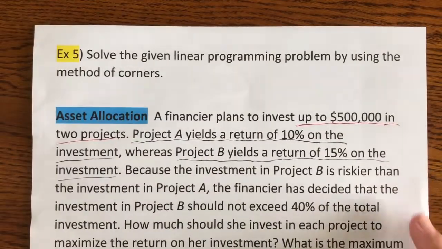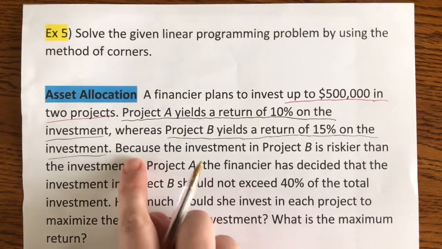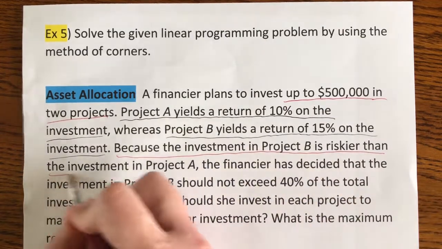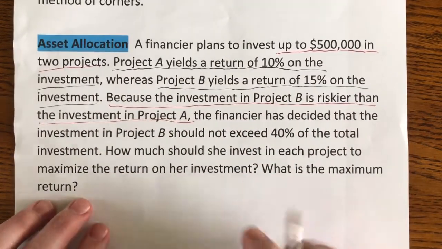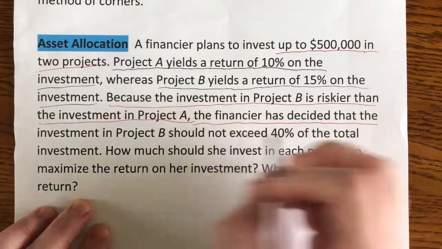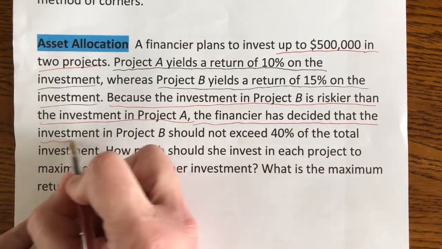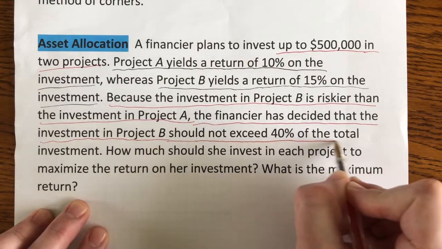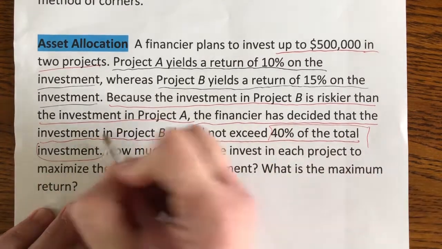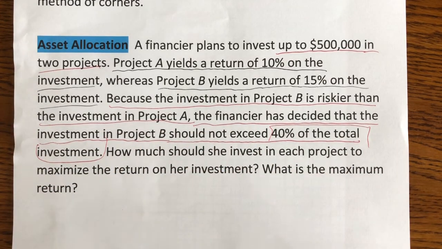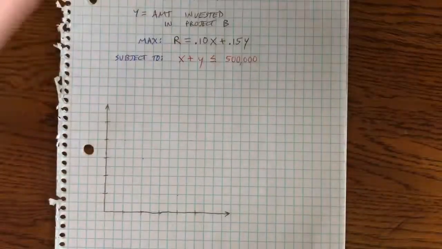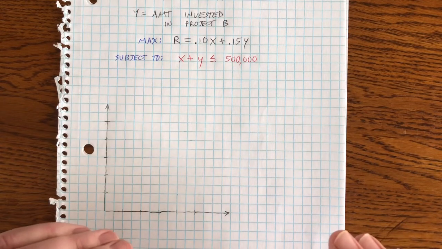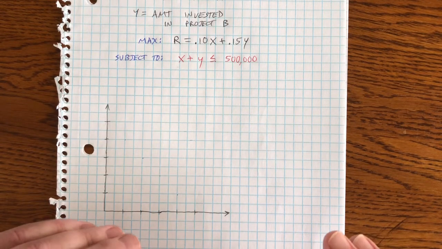The second restriction we can come up with is based upon this statement beginning with because the investment. So because the investment in project B is riskier than the investment in project A, okay, the financer has decided what? The financer has decided that the investment in project B should not exceed 40% of the total investment. Okay, so what does that mean? Well, let's translate. The financer has decided that what? The investment in project B.